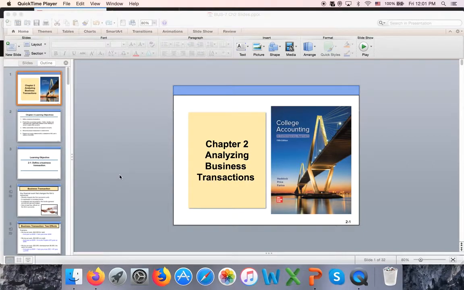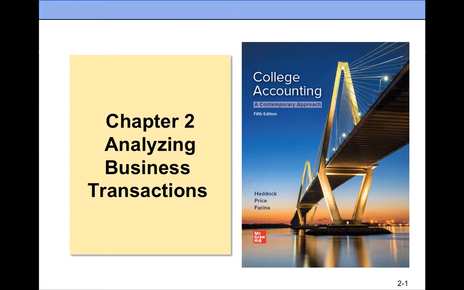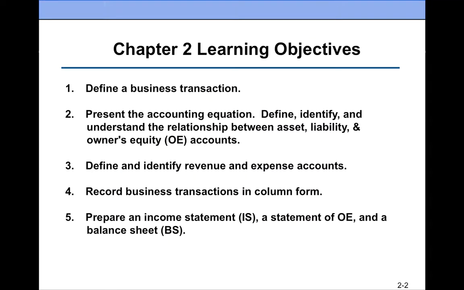Welcome to Business 7, Accounting for Small Business, Chapter 2, Analyzing Business Transactions. I will record two videos for this chapter to help you learn the material. In the first video, I will define a business transaction, give you a couple of examples, and I will present the fundamental accounting equation. We will define, identify, and look at the relationships among asset, liability, and owner's equity accounts.